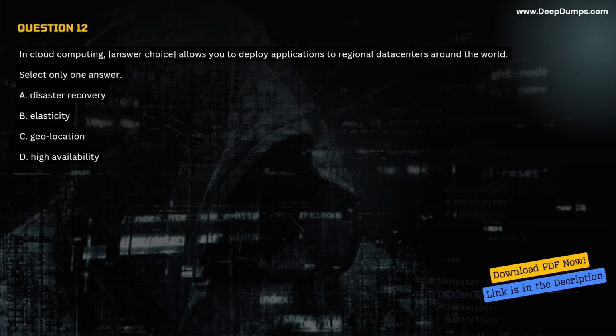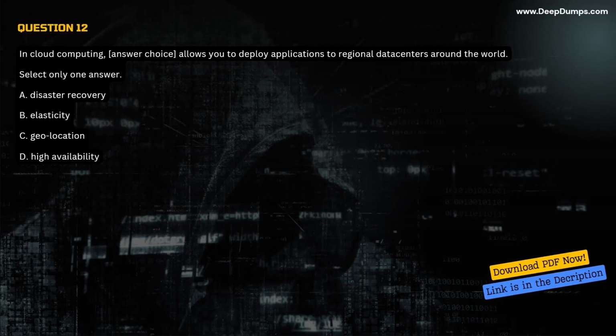Question 12. In cloud computing, which answer choice allows you to deploy applications to regional data centers around the world? Select only one answer. A. Disaster recovery. B. Elasticity. C. Geolocation. D. High availability. Correct answer is C.